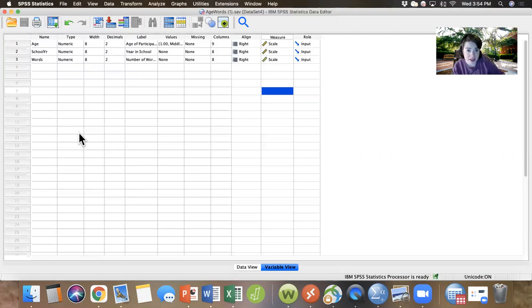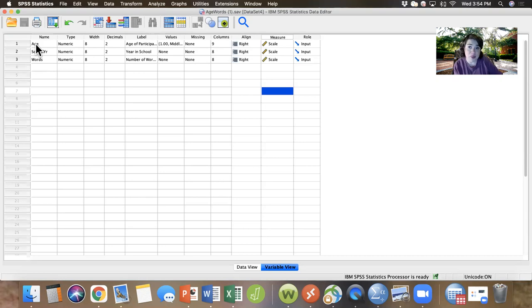And then they asked each of their participants, both the middle schoolers and the college students, to write down as many words as they could remember from that list of 30 words, right? So a fairly simple experiment, right? So let's think about our variables first, right? So our categorical variable is going to be age, right here, of participant.